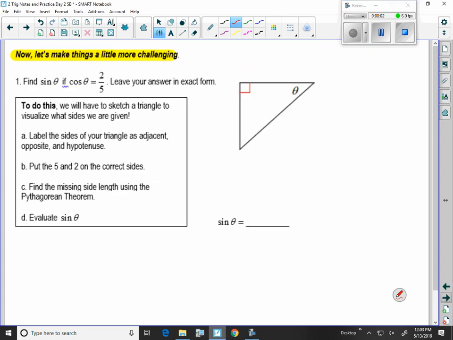That's just the review part. Okay. So it says find sine theta if cosine theta equals 2 over 5. Leave your answer in exact form. Okay, so if here's theta, cosine is what over what? Adjacent over hypotenuse.